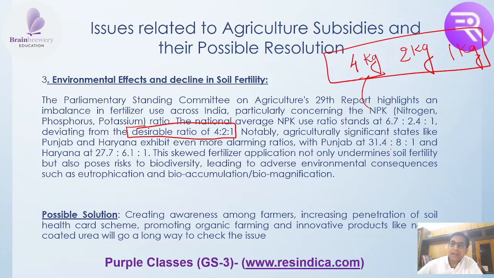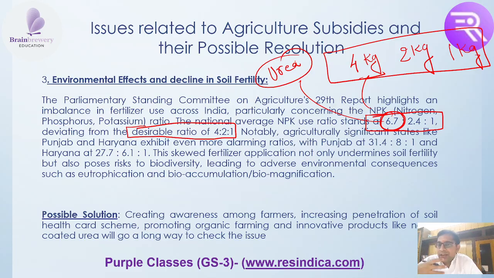But right now on average, this ratio is 6.7, 2.4 and 1. Why is this 6.7 instead of 4? Why is this high? It is because of urea, in which nitrogen is the major component, which is highly subsidized by the government. So people are putting urea on the field even if they do not know whether urea is required at that level or not. Correct?